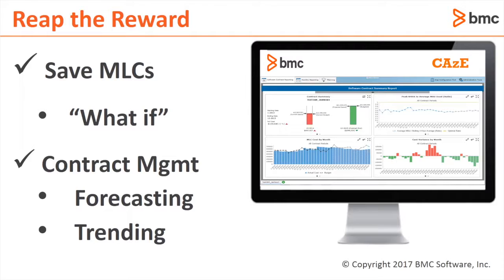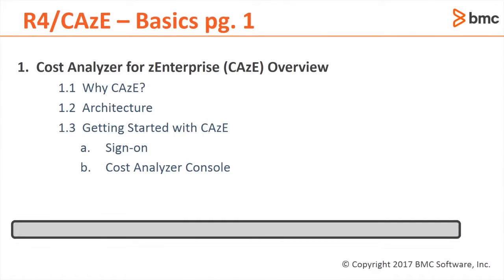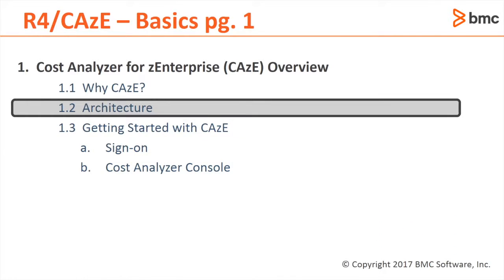Additionally, contract management will help you keep track of the MLC spend historically, compare each month to budgeted amounts, and forecast what the spend may look like in future months if changes are not made. Utilizing these tools for your cost analysis provides you with the knowledge of your costs and workloads so you can make cost-effective plans for your environment. Now that we understand why CAzE is important, let's take a look at its architecture.